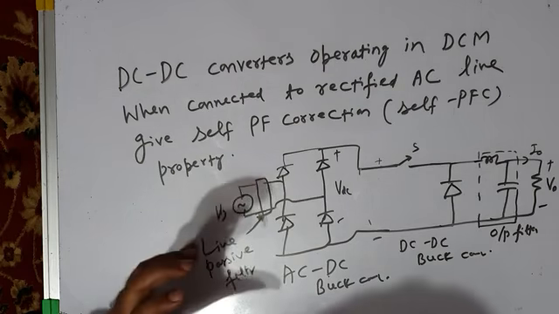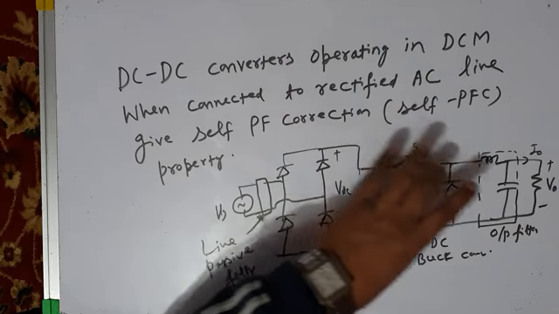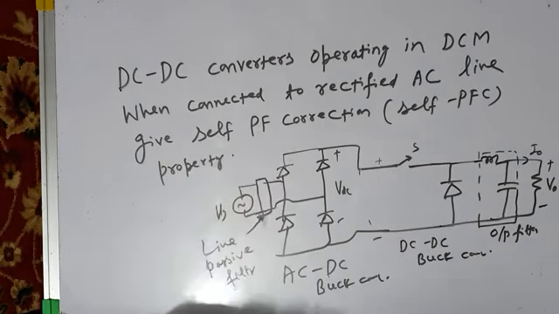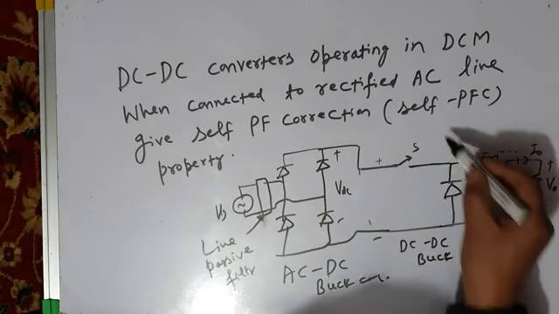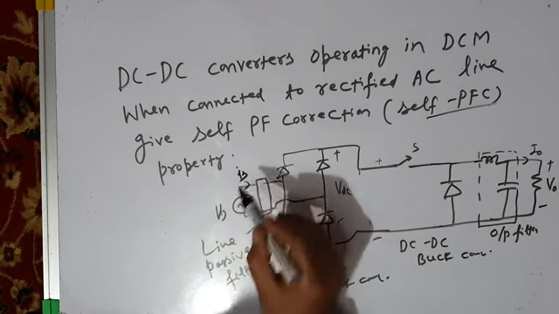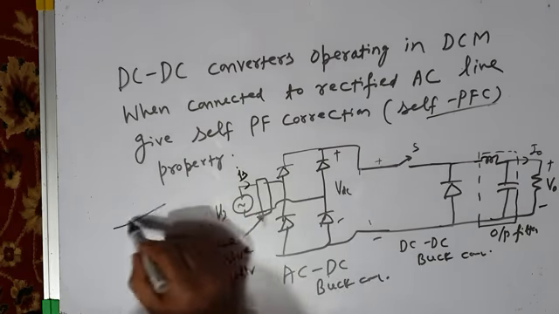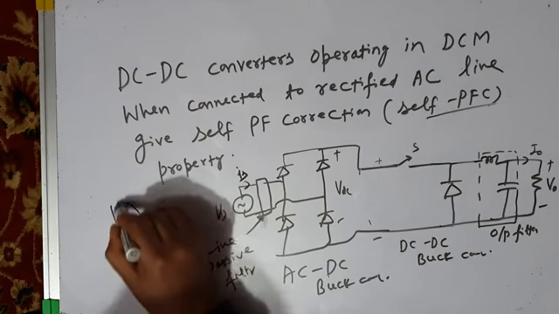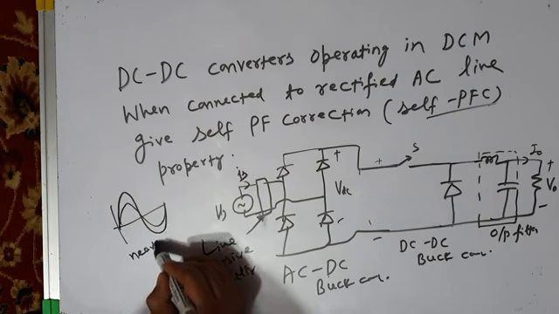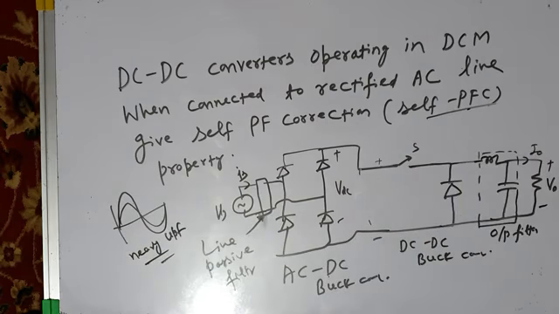And it has been found by researchers that when these DC to DC converters, for example, in this case I took the DC to DC buck converter, are connected to a rectified AC line, it automatically gives the self-PFC property, self power factor correction property. That means it draws the source current from the source AC, of course in the presence of a small filter, which is sinusoidal in nature and in phase with the voltage, giving nearly unity power factor. This is what is called the self power factor correction property.